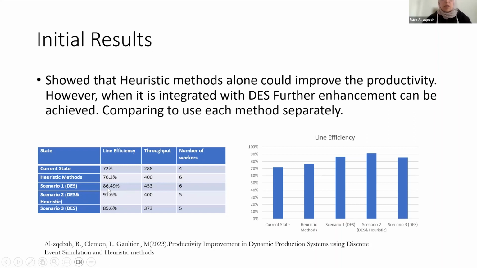integrating the discrete event simulation with a heuristic method with different scenarios: scenario 1, scenario 2, scenario 3. Scenario 1 is just discrete event simulation, scenario 2 is a combination of discrete event simulation with a heuristic method, and scenario 3, for example, is discrete event simulation only. If we look at this column graph, we can see that the highest efficiency is 90% when the solution integrates discrete event simulation and the heuristic method.